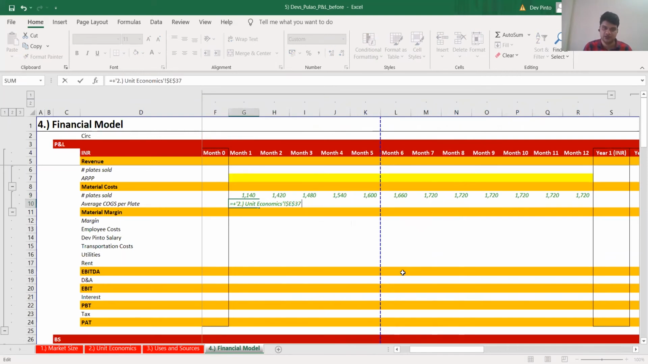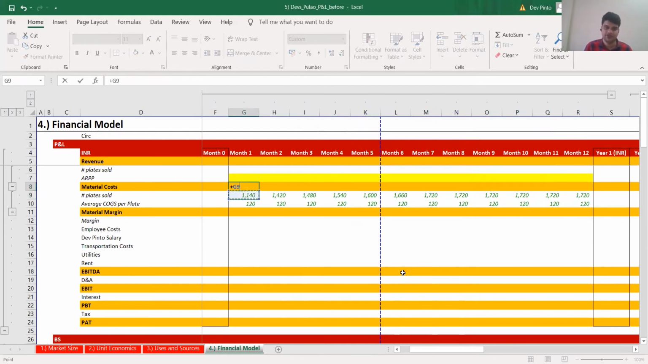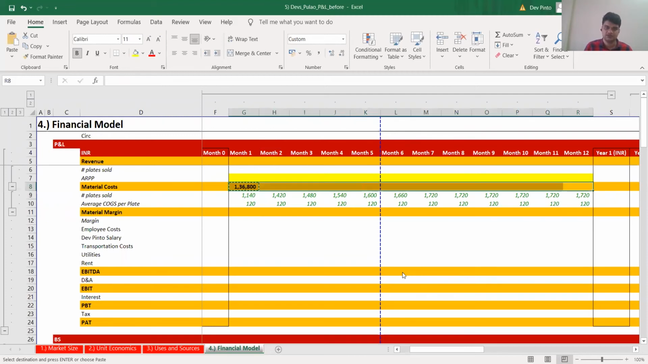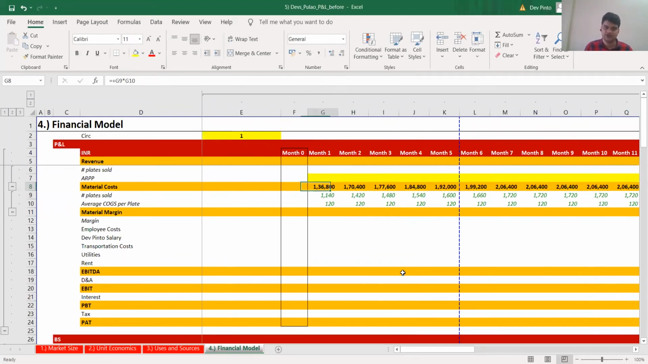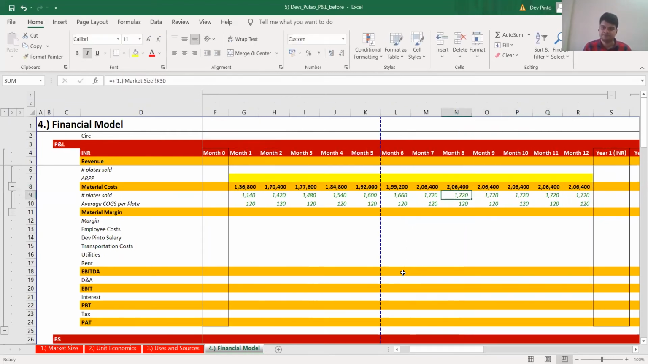Let's just lock the cell. F4 is the shortcut. Material costs are going to be this times this. That's the material cost in terms of the raw material cost of the products that we're going to be selling. We're going to be selling these many units in each of these months. In month 1, we're going to sell 1140 plates, and each plate is going to cost 120 rupees.